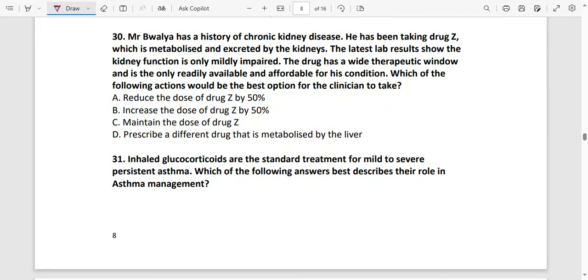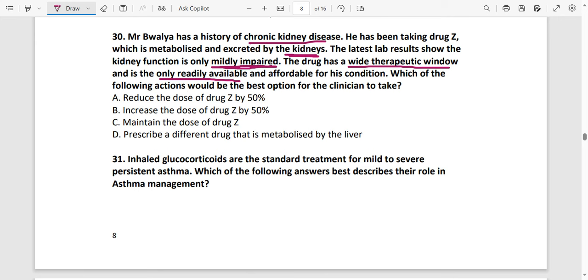30. Mr. Walia has a history of chronic kidney disease. Please take note, there is chronic kidney disease. He has been taking drug Z, which is metabolized and excreted by the kidney. The latest lab results show that the kidney function is only mildly impaired. Take note, it's not fully, it's mildly. The drug has a wide therapeutic window. This is important. And it is the only, and that's also important, available and affordable. Which of the following actions would be the best option for the clinician to take?